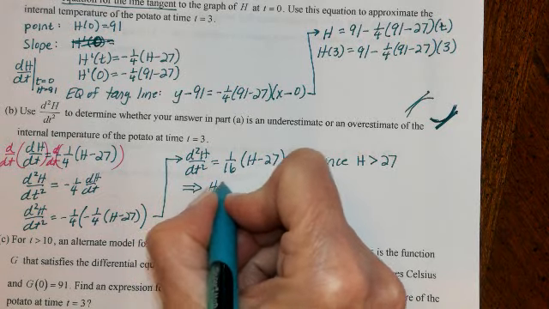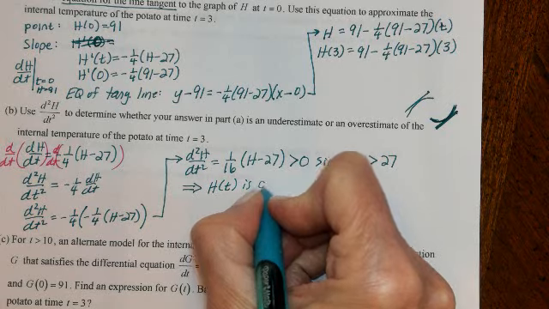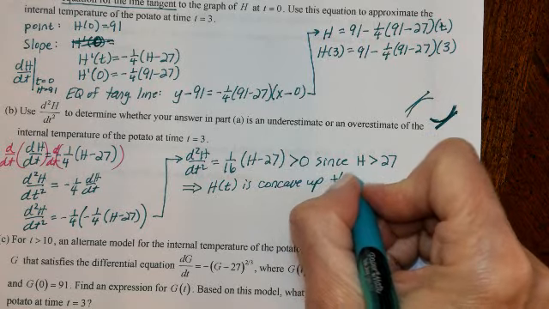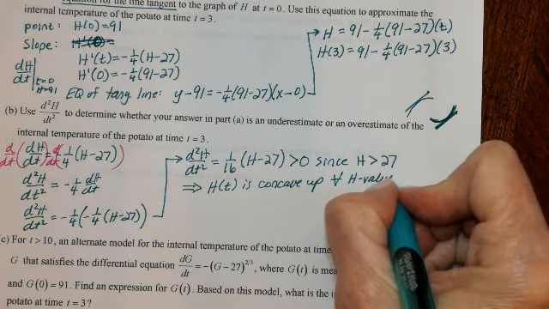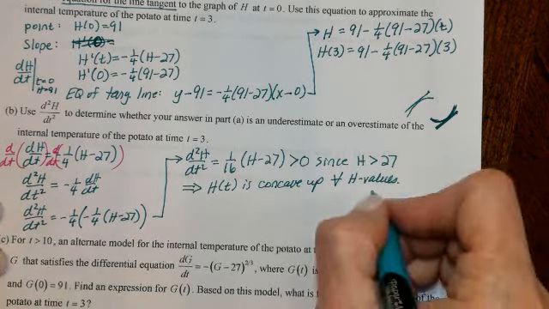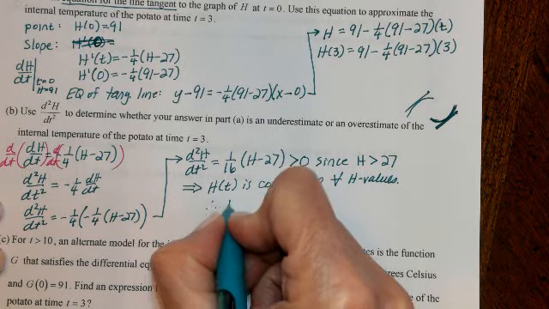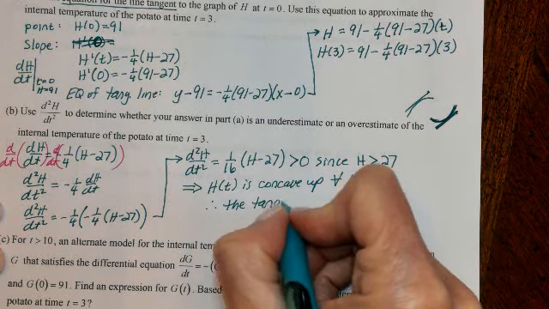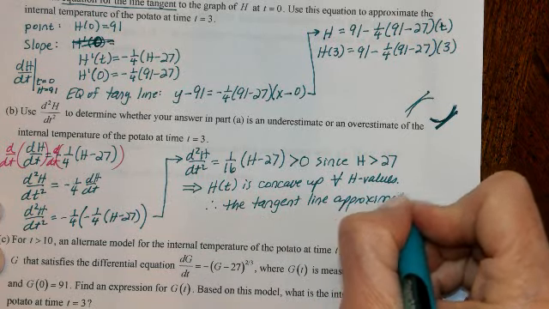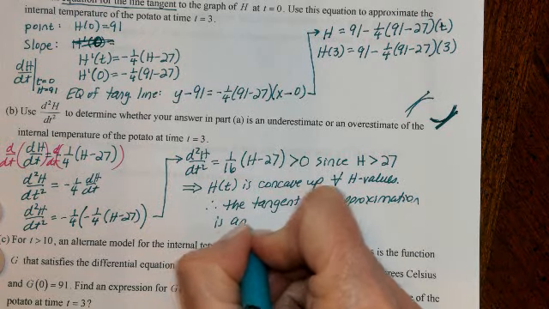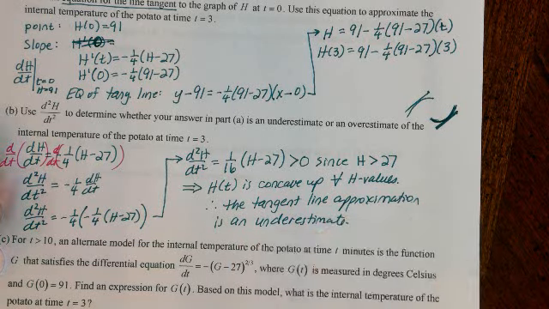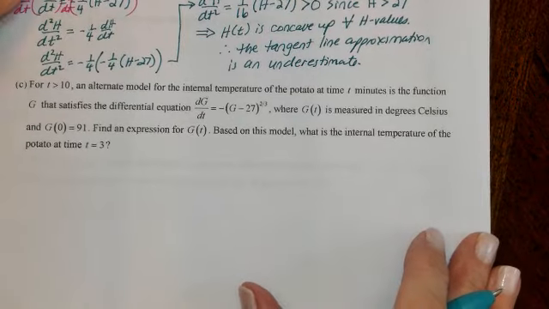Therefore, h of t is concave up for all h values, or for all time values, I guess. Well, h values for us too. Therefore, the tangent line approximation is an underestimate. Okay, on to part C.